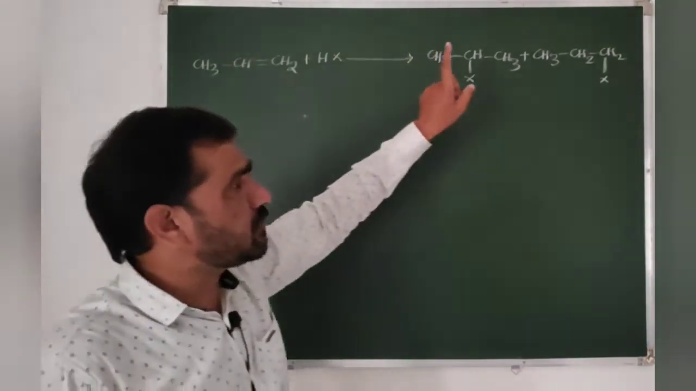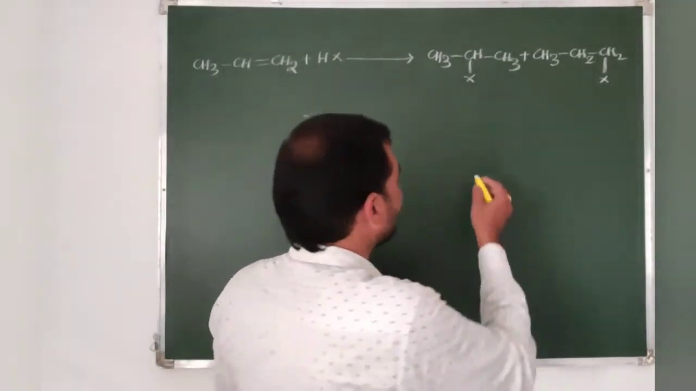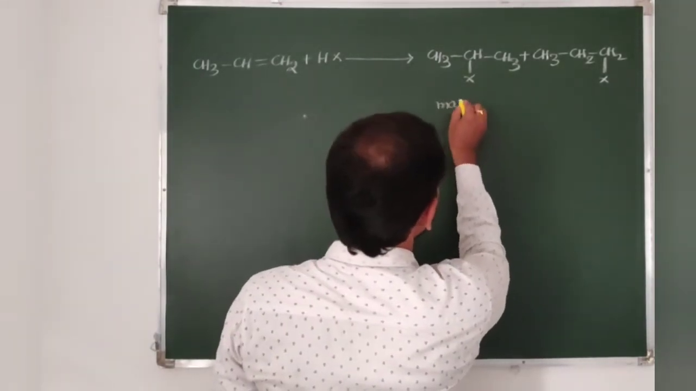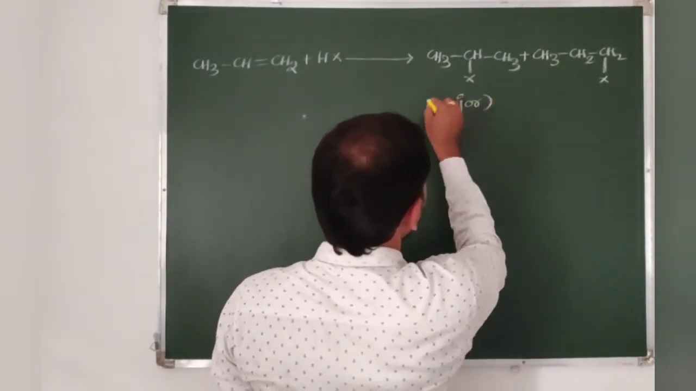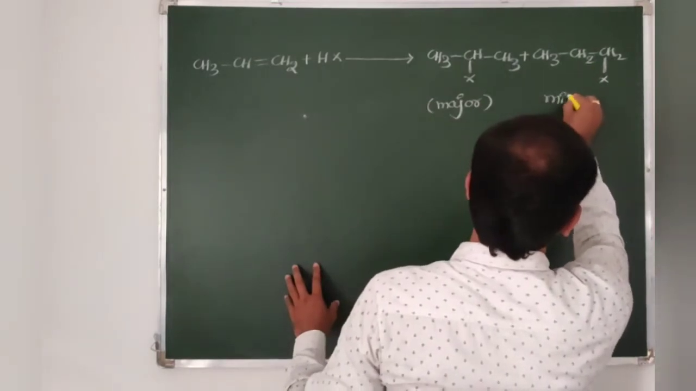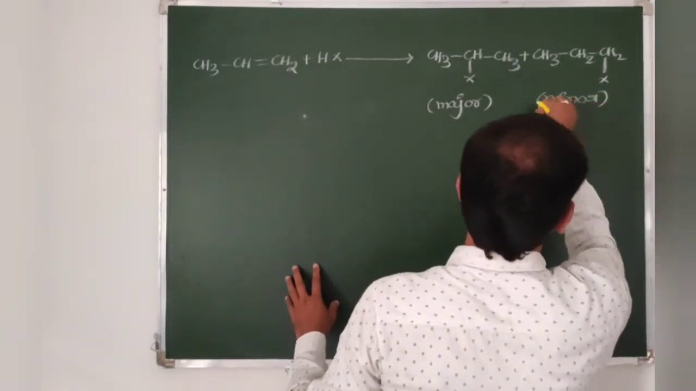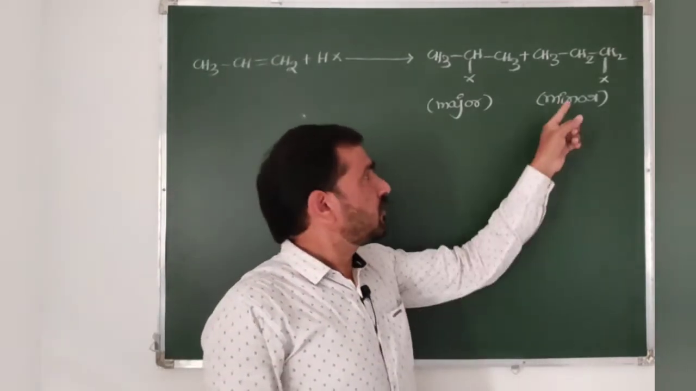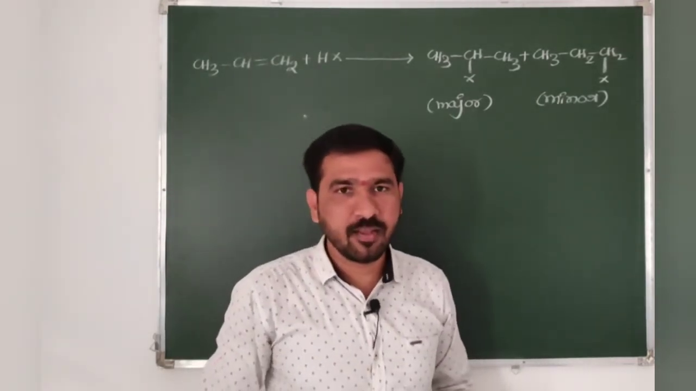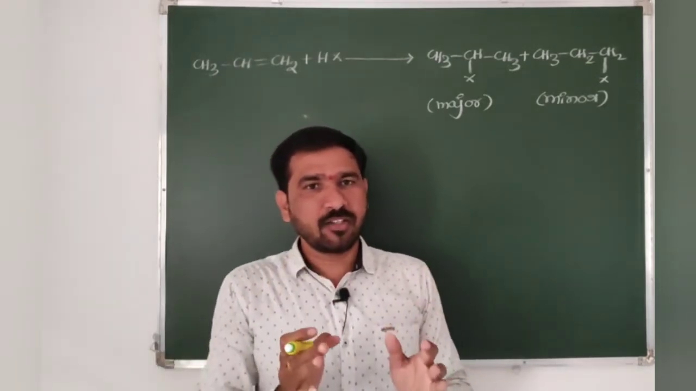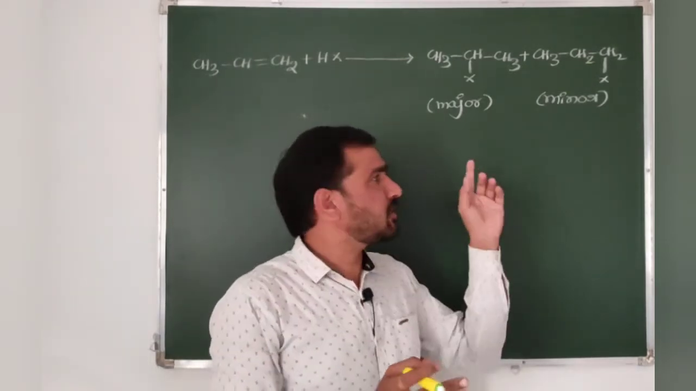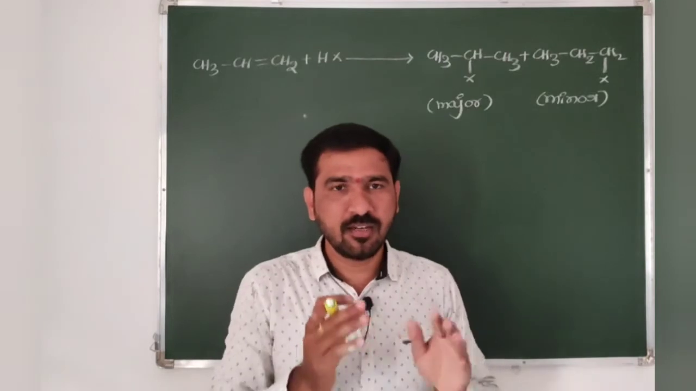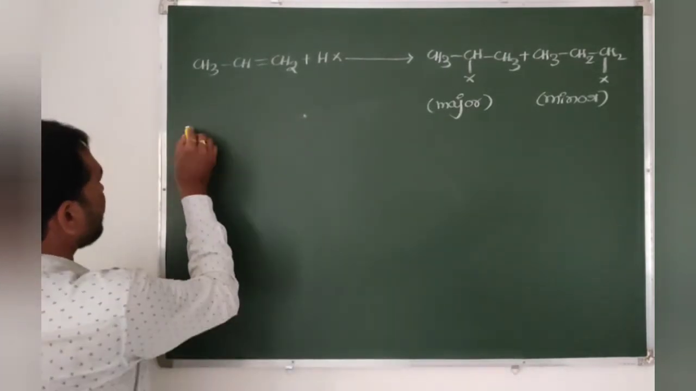It results in major product. This is only major product. This is minor one. Why the first compound is major? Why the second compound is minor? By seeing the reaction mechanism, we will get the clarity about the major product and minor product. Let me discuss the mechanism.